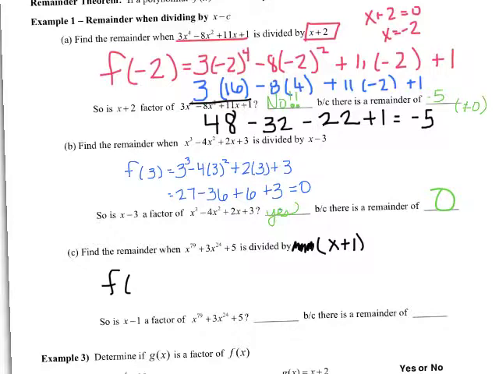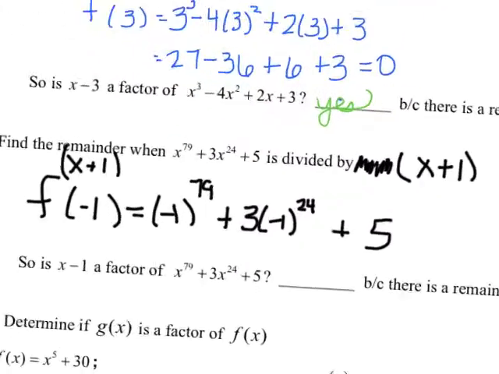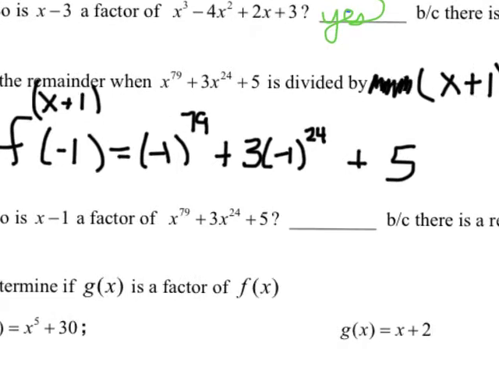Using x plus 1 as my divisor, x plus 1 equals 0, so we're going to use negative 1 here. So negative 1 to the 79 plus 3 times negative 1 to the 24 plus 5. The reason why I want us to practice the negative 1 is to remind you when negative signs cancel and when they don't cancel. Even though this seems like it's going to be a really hard problem because of that 79, it's not, because we get to use this shortcut.